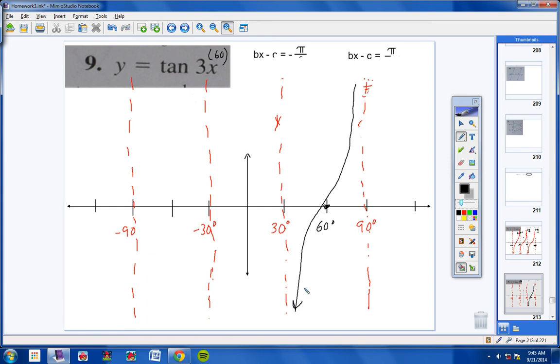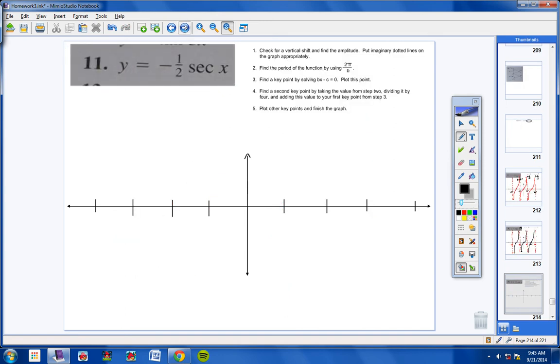Now, some teachers want you to be a little more specific on how quickly it shoots off and goes up, or a little more gradual. I'm not too worried about that, to be honest with you, students. That's definitely sufficient, okay? All right, number 11.